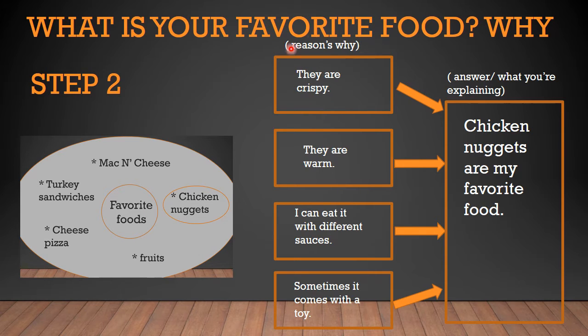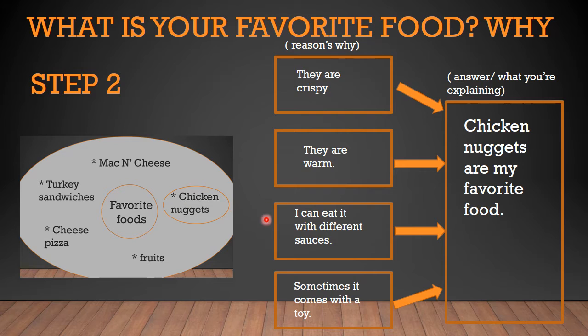Okay? They're crispy. That's why I like them. So chicken nuggets are my favorite. They're warm. I like warm food. So chicken nuggets are my favorite. I can eat it with different sauces. That's something that I like to do. So chicken nuggets are my favorite. Sometimes it comes with a toy. I love toys. So chicken nuggets are my favorite.